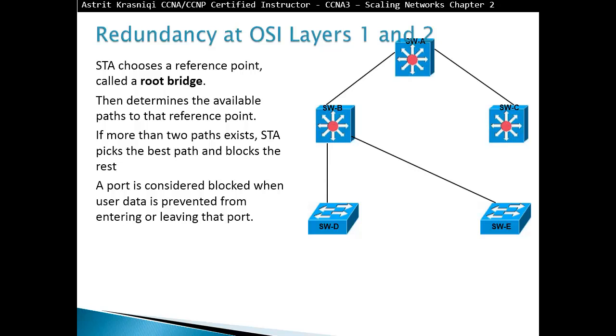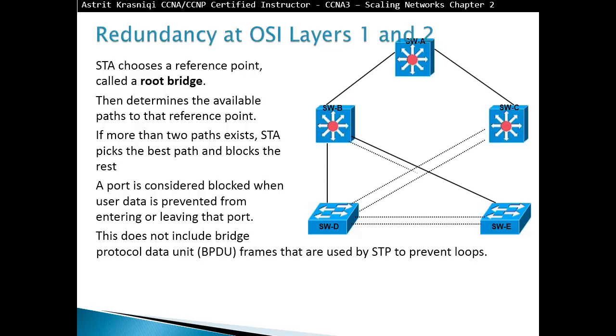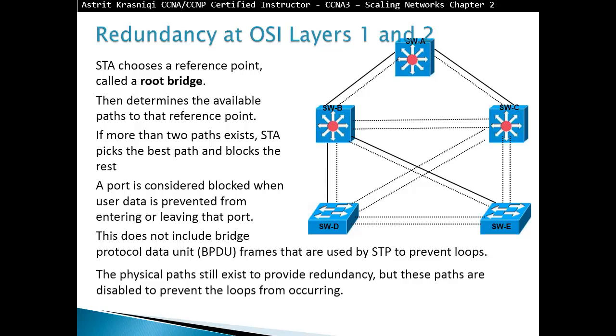A port is considered blocked when user data is prevented from entering or leaving that port. All the ports are still there, they are just blocked. They are not allowing any user data to go in or out of that port. But bridge protocol data units are allowed to go through. I put it in dotted dashes there because user data is not allowed, but bridge protocol data unit frames that are used by the spanning tree protocol to prevent loops are allowed.